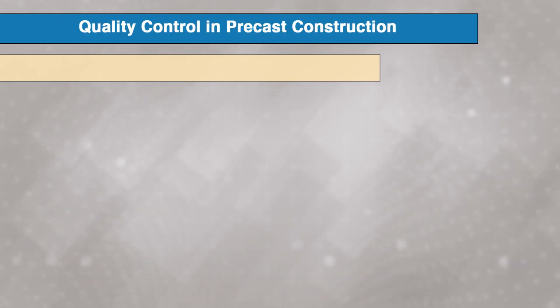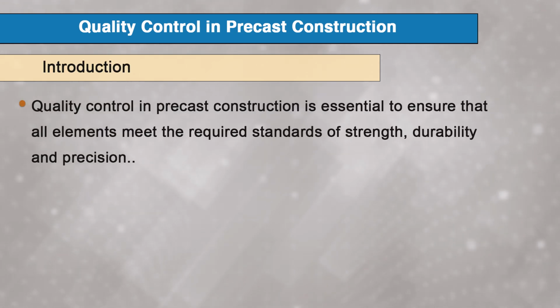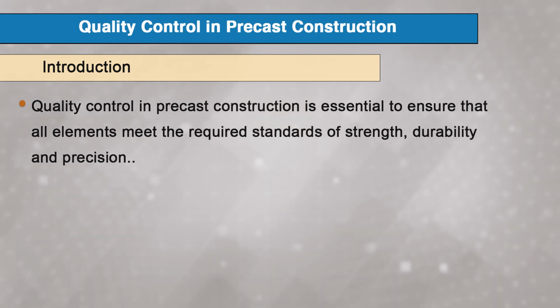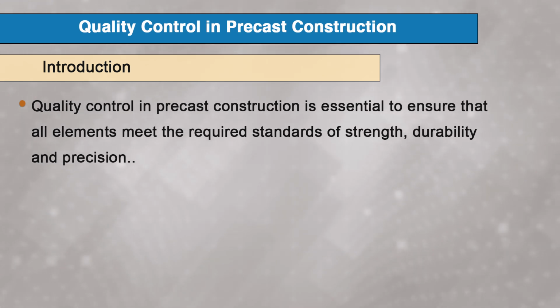Moving on to our next topic, that is quality control in precast construction. Quality control in precast construction is essential to ensure that all elements meet the required standard of strength, durability and precision. This involves rigorous testing and inspection at various stages of production and installation.